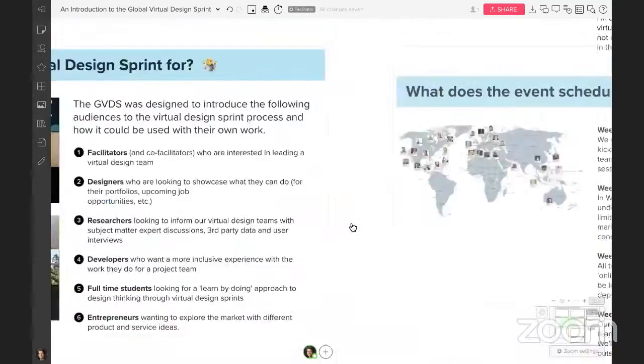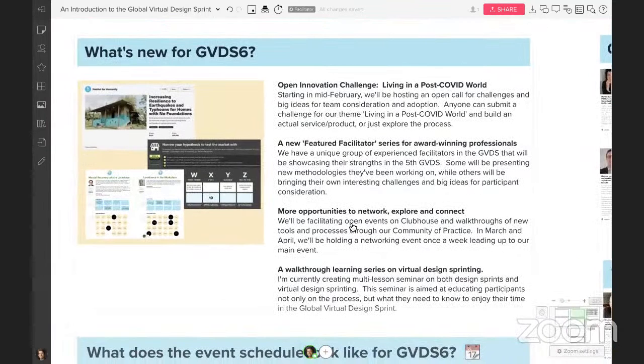Let's see. So what's new for this particular event are a few things. The Open Innovation Challenge that we opened last week now has a theme, which is living in a post-COVID world, where the opportunities and the challenges that correspond to that are going to be explored through this event. Anyone really can submit their own Open Innovation Challenge. We have a few that are going through the pipeline right now where they're being vetted by myself and some other people in terms of making sure they're understood. But even if you're not a part of the GVDS, you can submit a challenge for other people to consider.